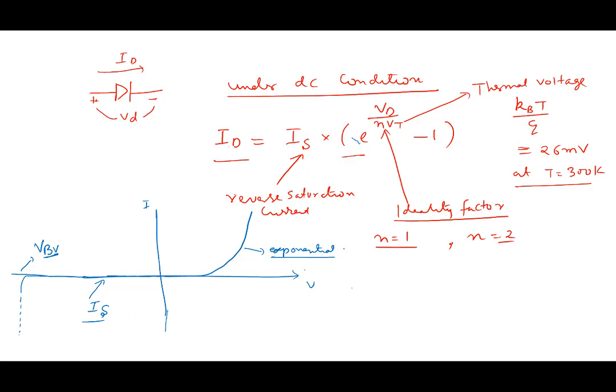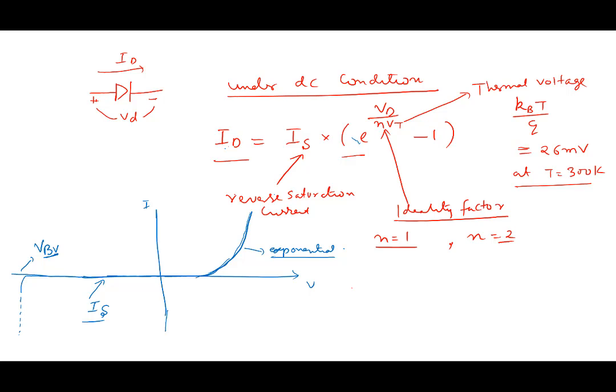Now, even in the forward bias, it doesn't remain exponential. If you go to very high forward bias, the current ID versus VD tends to become linear. So there are limitations. It doesn't continue to keep on increasing exponentially. It may start to become linear. So this is the behavior of the diode, how a diode behaves under DC condition.